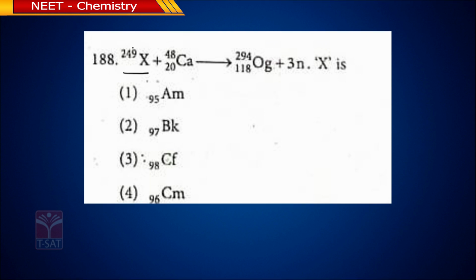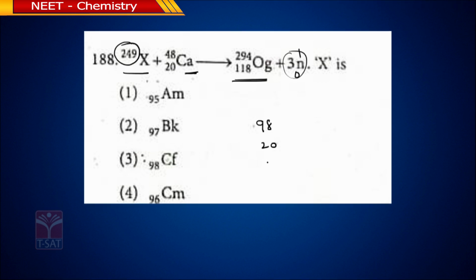Next, X is an element whose mass number is 249, which reacts with calcium and forms oganesson 118, 294 and 3 neutrons. The neutron's charge is 0 but its mass is 1. So, what will be X?